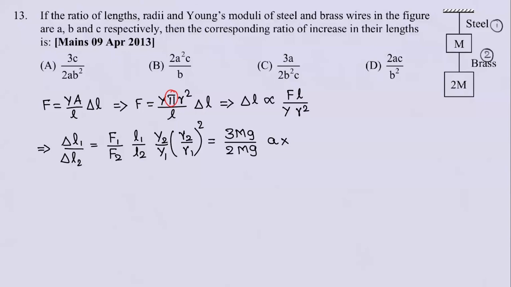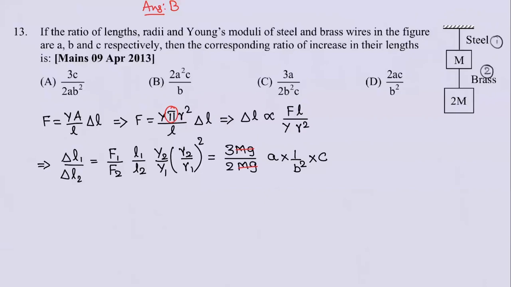Ratio of radii is B, but here I need the inverse ratio, so 1 by B square. Ratio of Young's modulus is C, so it will be C. Now I can cancel these two. The increase in length ratio, wait, delta L1 or delta L2, which one do we have to take? Steel to brass, so 1 to 2. No issues. Steel to brass is given. They want delta L1 by delta L2 only.